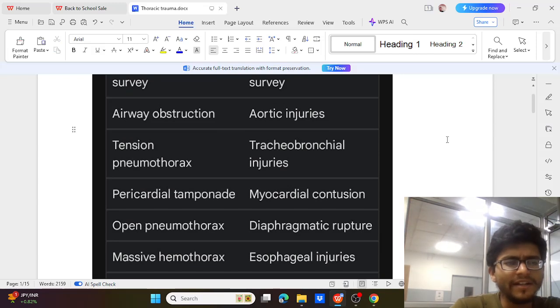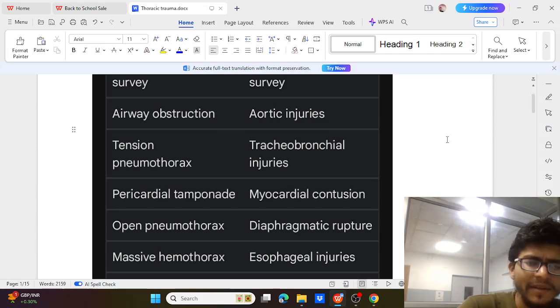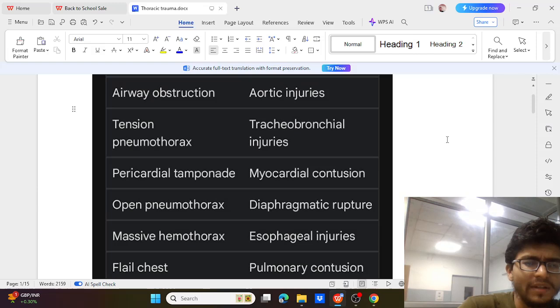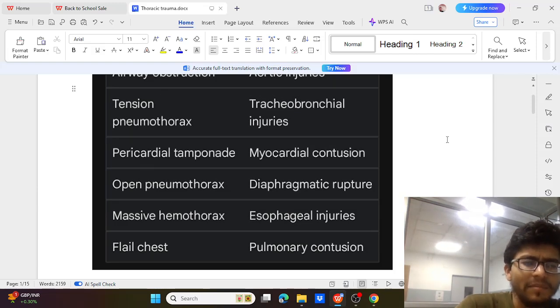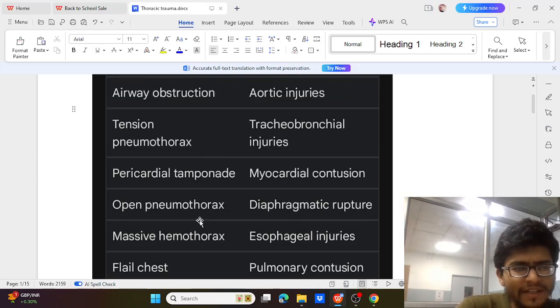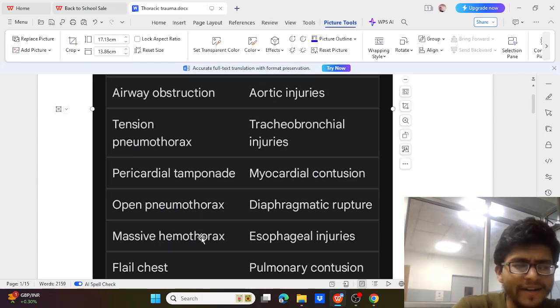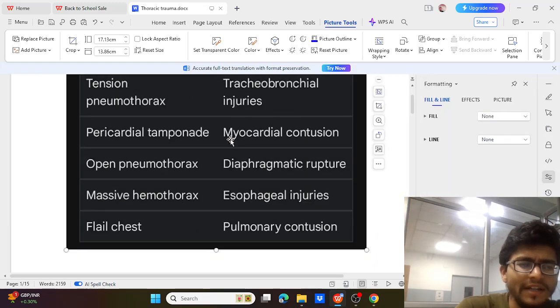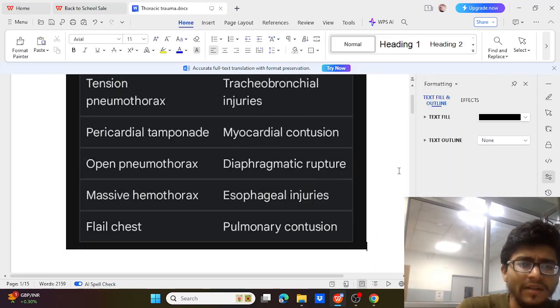Then pericardial tamponade, which again we'll be seeing today. Open pneumothorax, this we'll be seeing today. Massive hemothorax and flail chest. To just give you an overview quickly, what is pneumothorax? Where the air is trapped in the pleural cavity. In hemothorax, there is blood in the pleural cavity, and in pericardial tamponade, there is blood or fluid in the pericardial space due to injury, causing difficulty in circulation and in respiration. So all these things will affect.